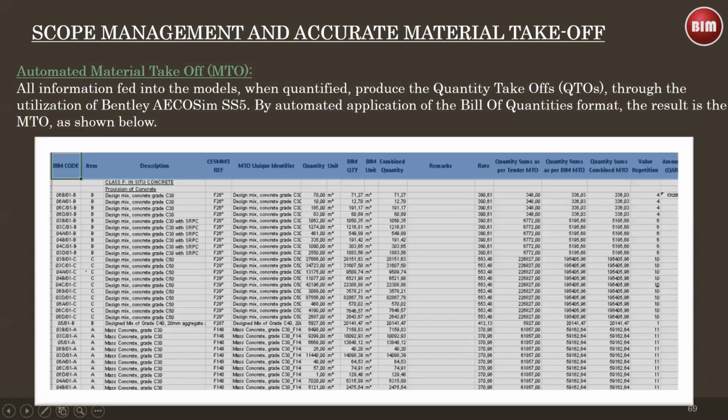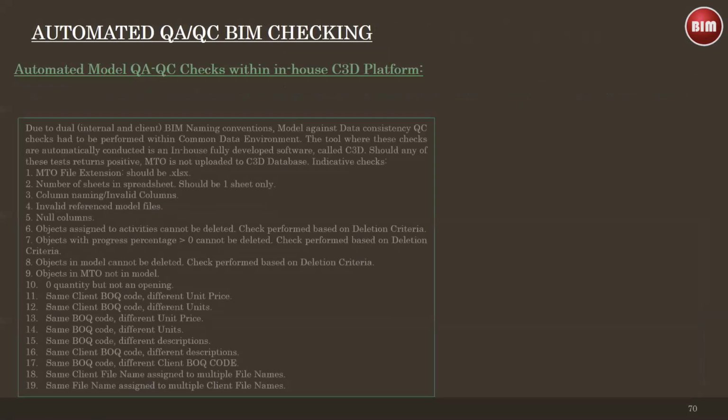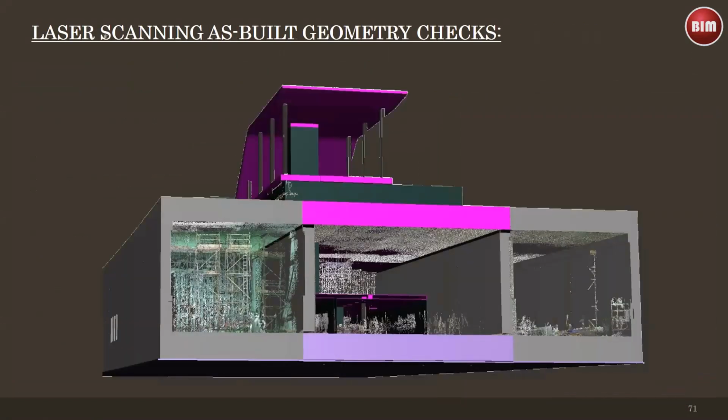This is an example of how we generate automated material takeoff from our models. And this is another example of how we use laser scanning and our BIM models to ensure that the constructed components are as per the design requirements and the design criteria.